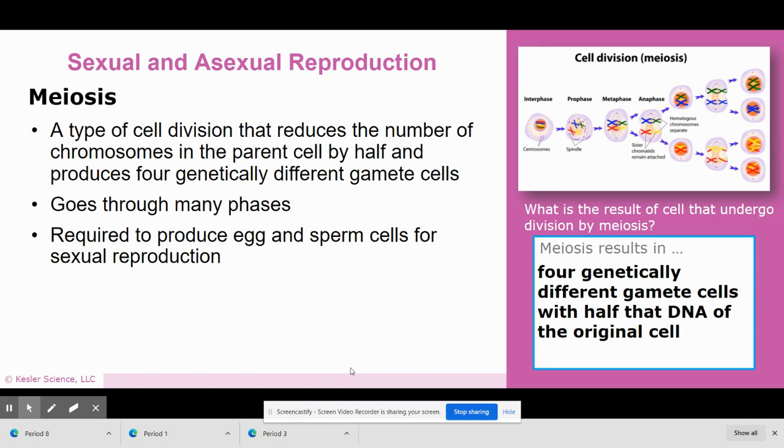So the question on the right says, what is the result of a cell that undergoes division by meiosis? You're going to result in 4 genetically different gamete cells that have half the DNA of the original cell.